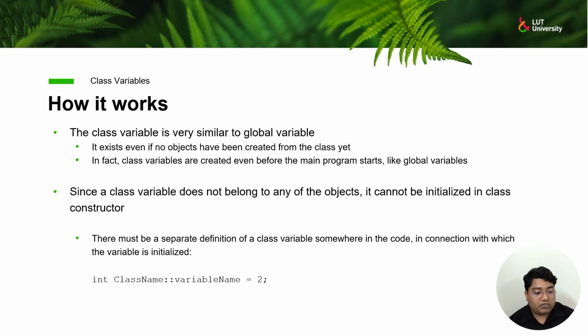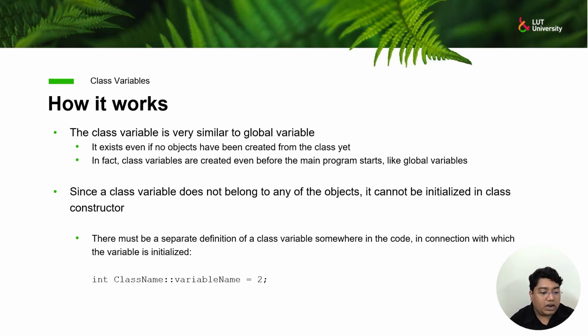Unlike ordinary member variables, a static member variable isn't created when an object is constructed. In fact, it exists before the main event starts, much like a global variable, you could say. Because of that, we can't initialize it inside a constructor in a normal way. The constructor runs when objects are created. Our static variable already exists by then.